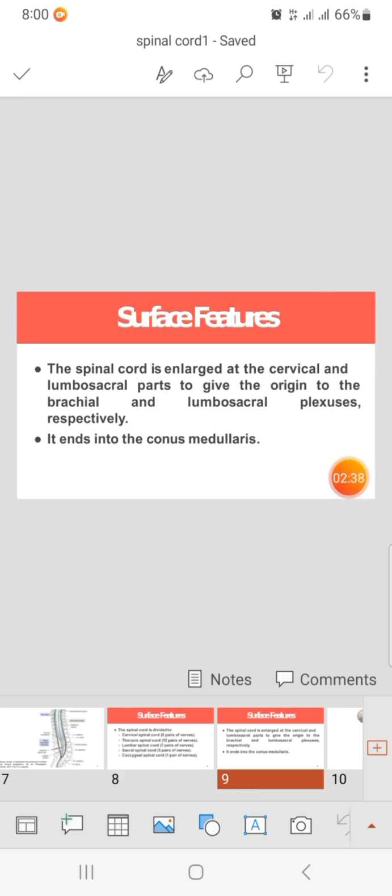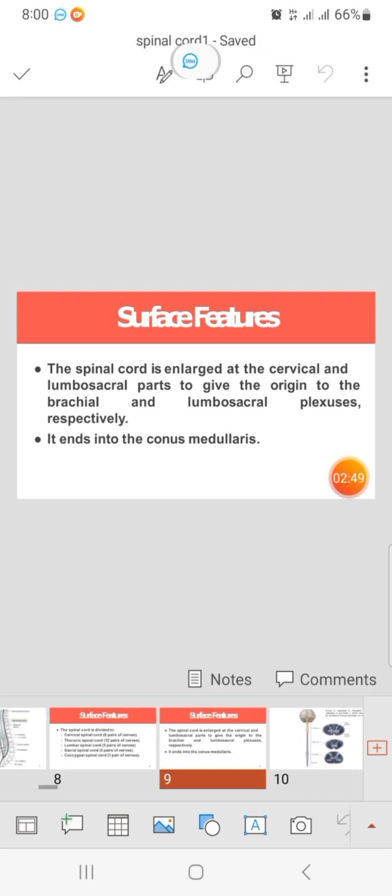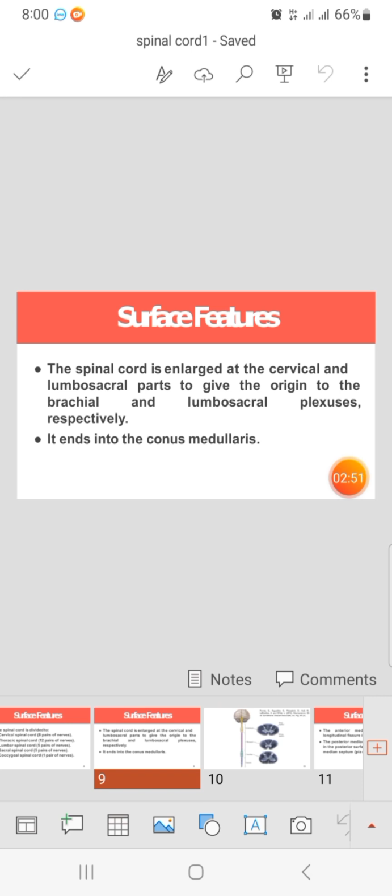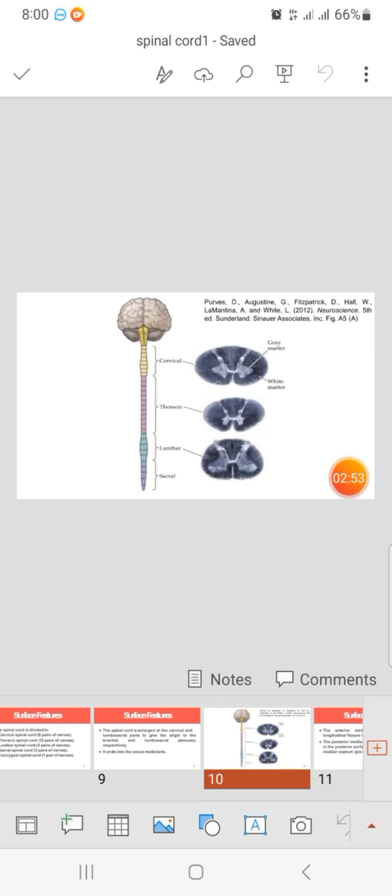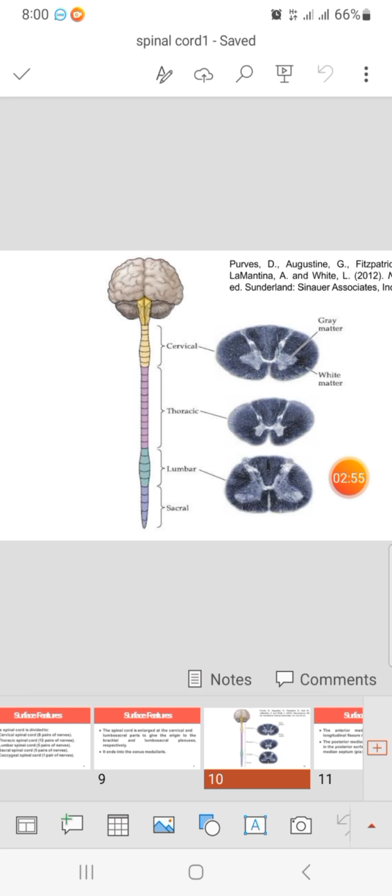The spinal cord is enlarged at the cervical and the lumbosacral parts to give the origin to the brachial and lumbosacral plexuses. It ends into the conus medullaris, as I told you, which is the lower part of the spinal cord. This is the whole spinal cord, and you can see how it is divided into different segments: cervical, thoracic, lumbar and the 5 sacral. And you can also appreciate the sections which are on the right side.